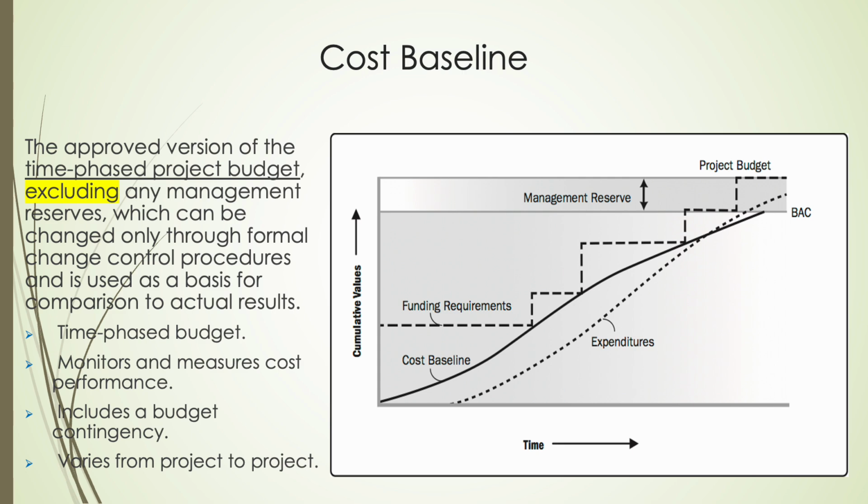Above the baseline sits the management reserve, a buffer for unknown risks. Adding the management reserve to the cost baseline gives us the total project budget. And finally, the term BAC, budget at completion, marks the total expected baseline cost once the project is finished.